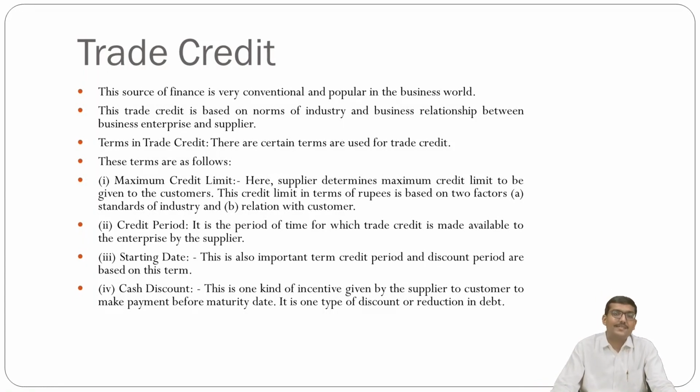First, that is the maximum credit limit. Here the supplier determines the maximum credit limit to be given to the customer, and this credit limit in terms of rupees is based on two factors: the standard of the industry, and second, the relation with the customer. Second point, that is credit period. It is the period of time for which the trade credit is made available to the enterprise by the supplier.